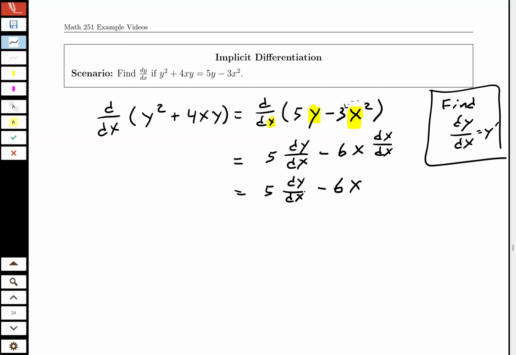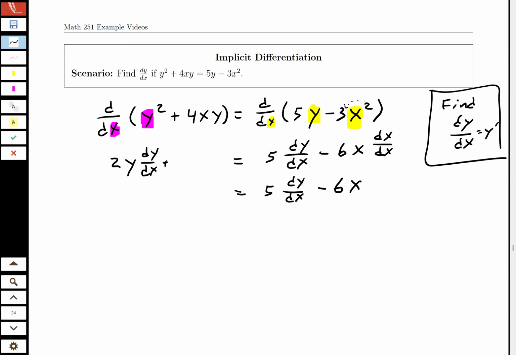Let's work on the left side of this equation as well. I'm taking the derivative of y squared. Well, the derivative of something squared is going to be: drop that power, 2 comes down, take 1 away. Derivative of y squared is 2y. Since I took the derivative of y with respect to x, this picks up a dy/dx.